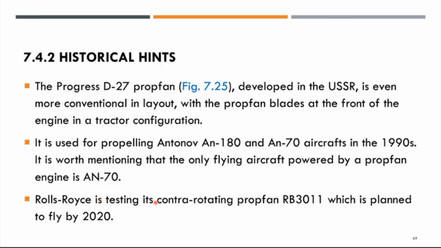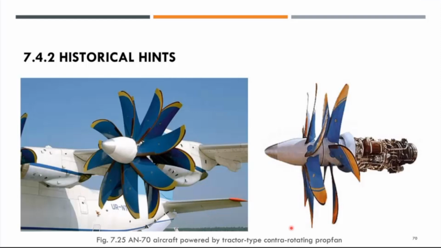Rolls-Royce is also testing its contra-rotating Propfan known as RB3011, which was planned to fly by 2020, but it has not been realized in year 2020. So this is the AN-70 aircraft powered by the tractor type contra-rotating Propfan. So you can see that it's nearly touching each other, but if you look at the side, it has some clearance between the contra-rotating Propfan as being highlighted here.